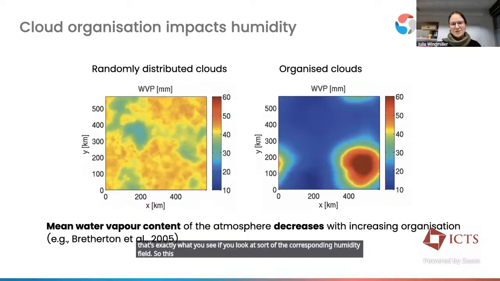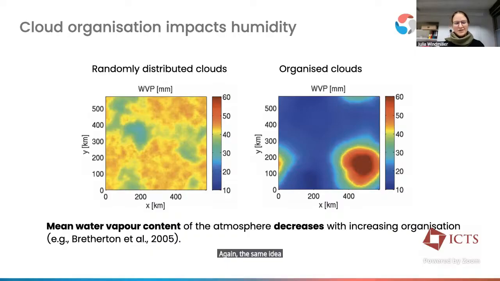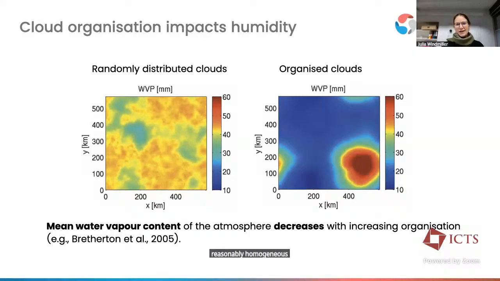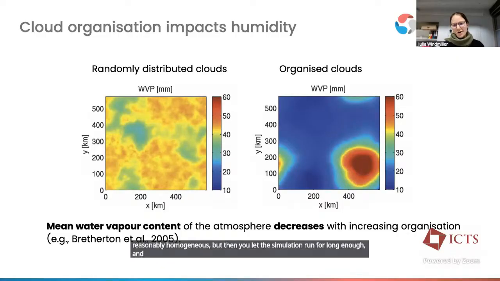So this is another simulation, but again, the same idea. You have a similar kind of setup. Initially, you have randomly distributed clouds. The column water vapor field is reasonably homogeneous, but then you let the simulation run for long enough, and suddenly all the clouds are organized into this tiny fraction of the domain.